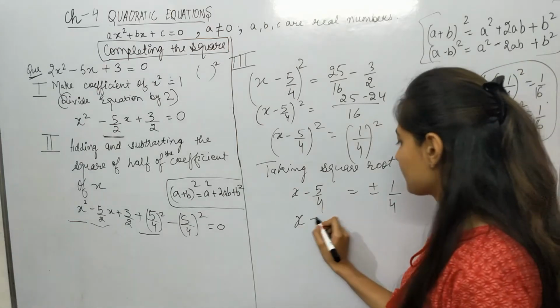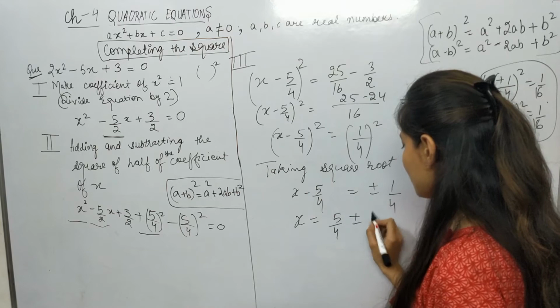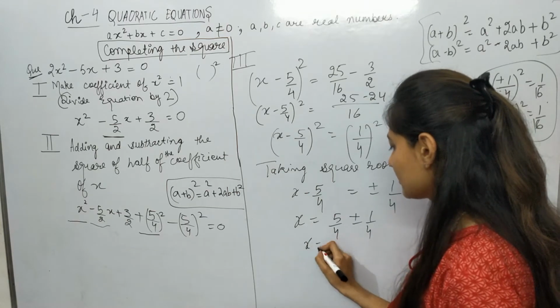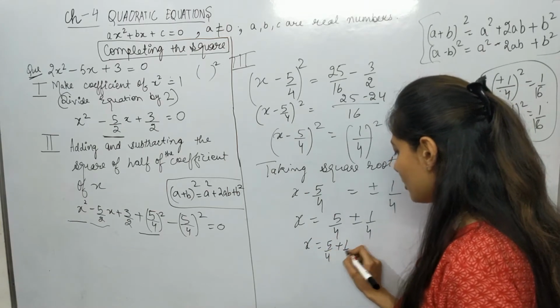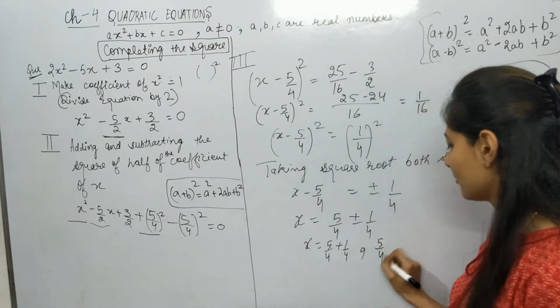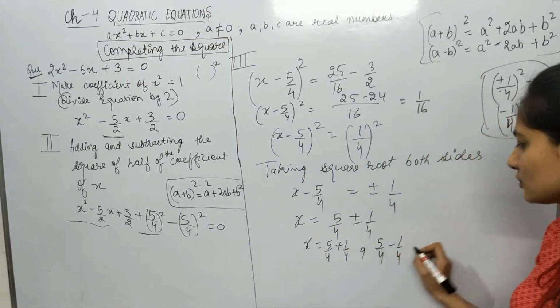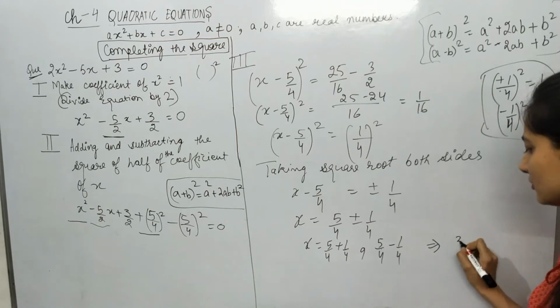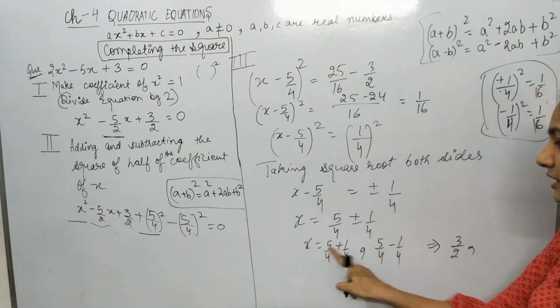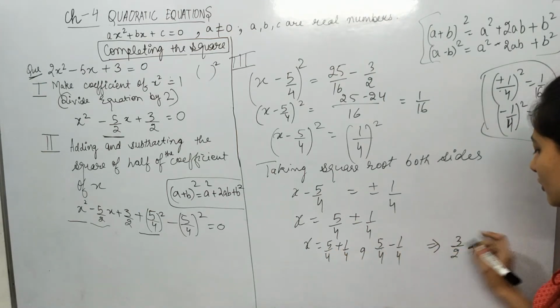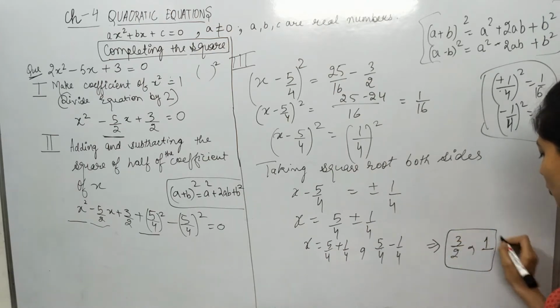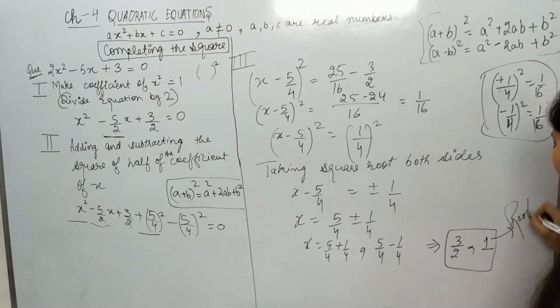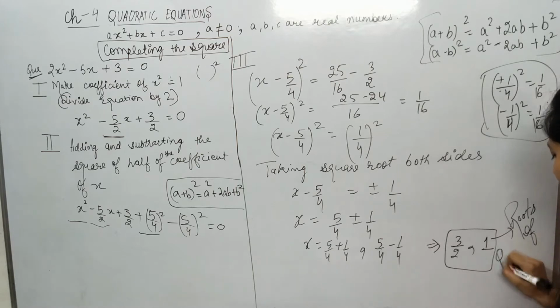So x becomes 5 by 4 plus minus 1 by 4. So x becomes 5 by 4 plus 1 by 4, comma, 5 by 4 minus 1 by 4. On solving this, what we get is 6 by 4, that is 3 by 2, and here we get a 1. So these are the two roots of the quadratic equation.